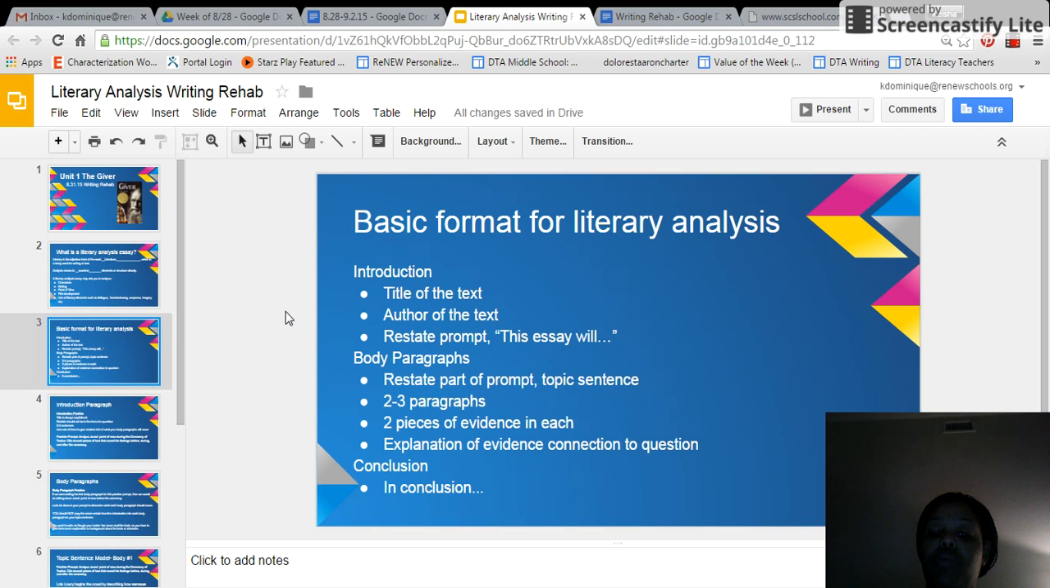Body paragraph should restate part of the prompt, and it should be like a topic sentence. You should never repeat the restate that you put in the introduction. Body paragraphs should be 2 to 3 paragraphs, with 2 pieces of evidence in each, an explanation of evidence which connects back to the question that you're answering, and then a conclusion.